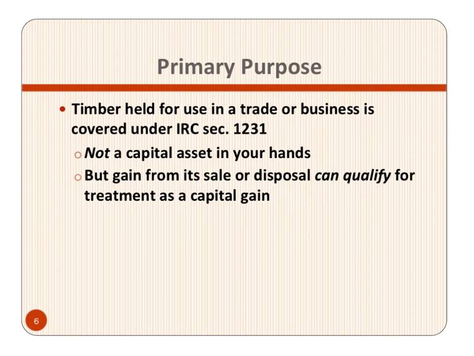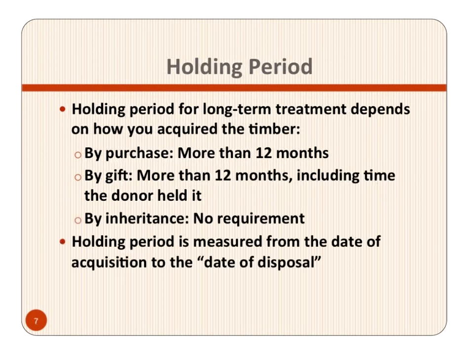If you hold your timber for use in a trade or business, though, it's covered under a different section of the Internal Revenue Code, Section 1231. So in that case, it's not a capital asset in your hands, but gain from its sale or disposal can qualify for treatment as a capital gain. So all is not lost there.